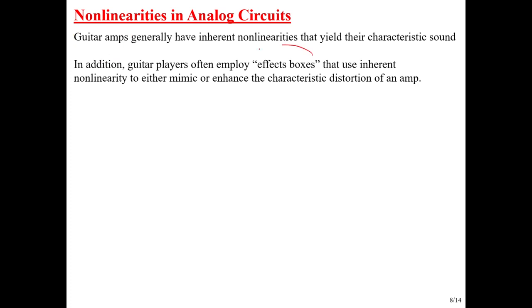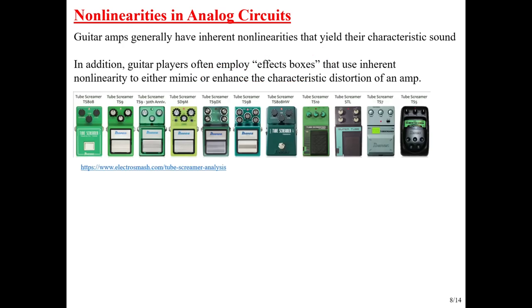So that's what I'm referring to as these effects boxes that use some inherent nonlinearities to either mimic tube amp distortion. So then you can use the box followed by a nice perfect linear amplifier, and it would sound like you're going through a guitar amp. But sometimes people will take a nonlinear effects box and still run it into the nonlinearities in a guitar amp. So that's just enhancing those distortion characteristics.